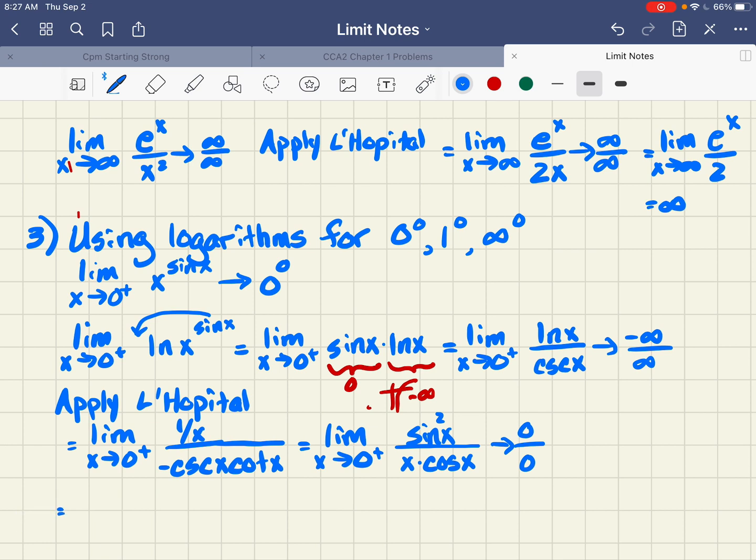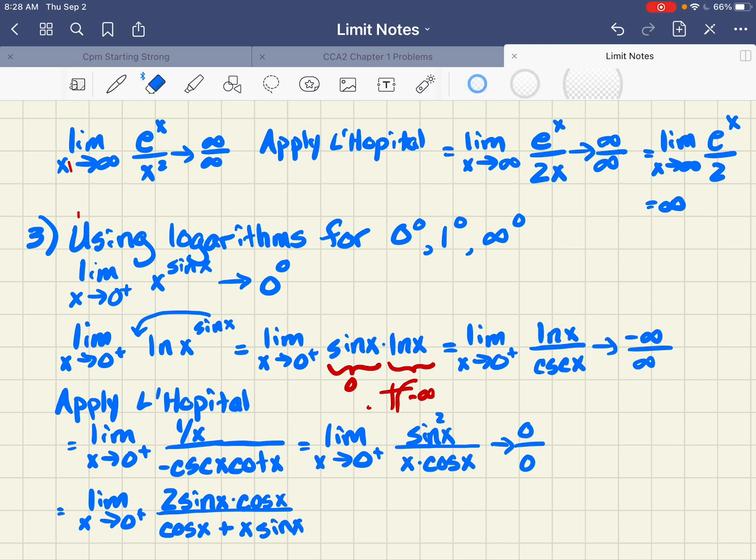So if I apply L'Hopital's rule again, derivative of sine squared x is 2 sine x, because I take the power in front and reduce the power by 1 with the power rule, but then I have to take the derivative of sine, which is cosine. All right, the bottom I have to do the product rule. Derivative of x cosine x is cosine x plus x times the derivative of cosine, which is sine x, and of course I have to change that plus to a minus because the derivative of cosine is negative sine.